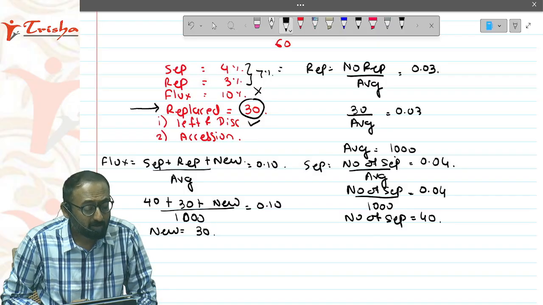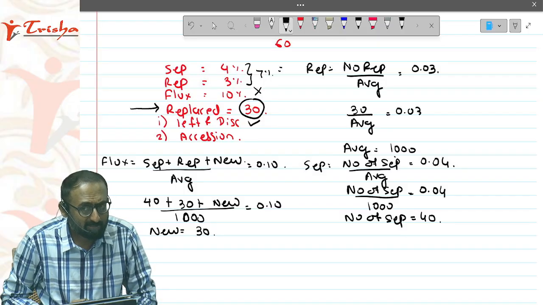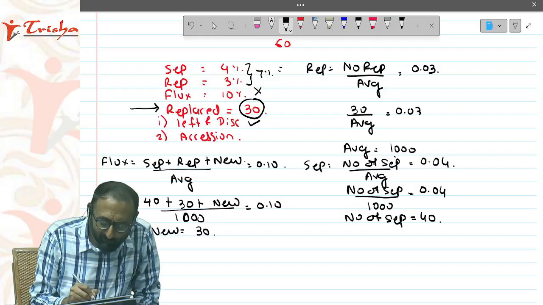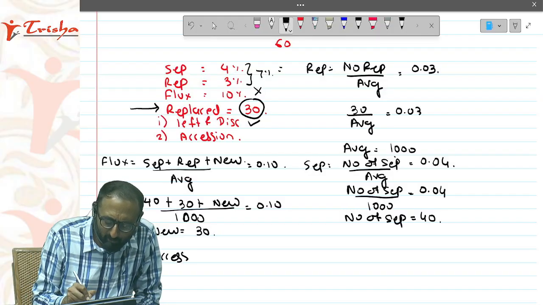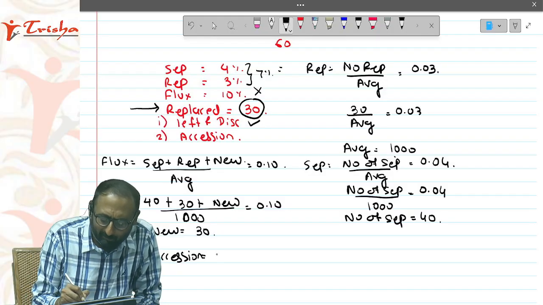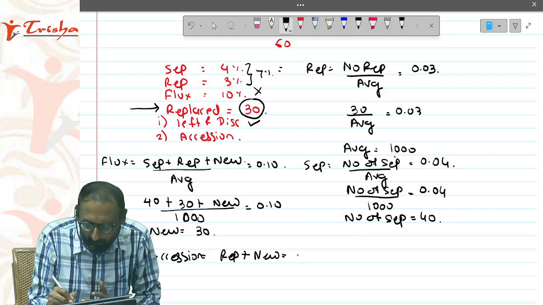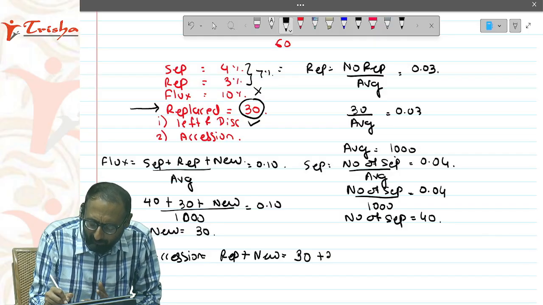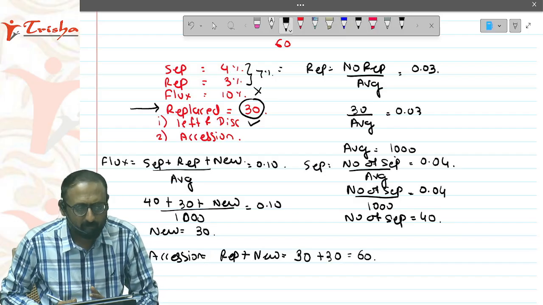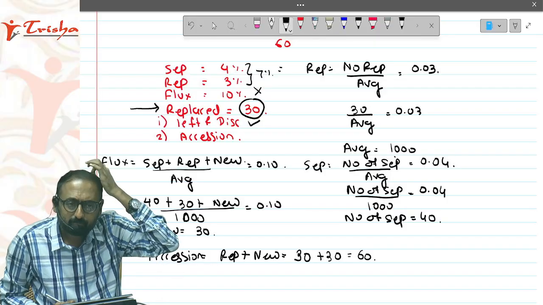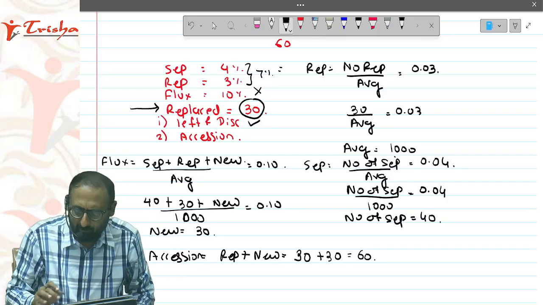But remember carefully what they have asked. They have asked accession. I told you what the formula for accession is. Accession is equal to number of workers replaced plus new recruitment for expansion. Replacement is 30. New recruitment for expansion is also 30. Is it 60? Correct? 60. So this will be the answer.